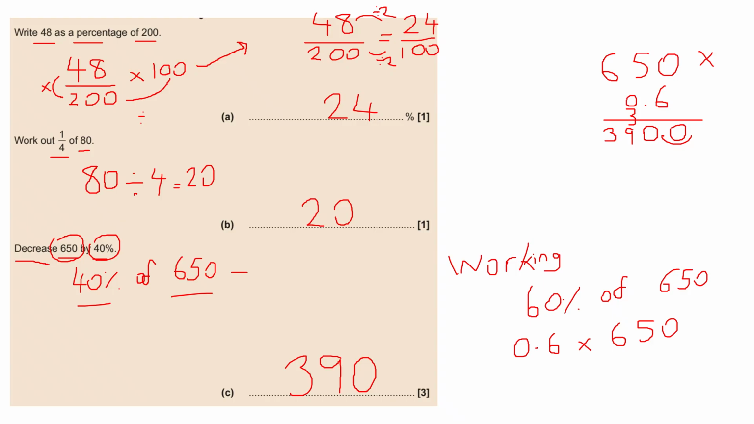So you can work out 40% of 650 and then take that away from 650, or you do 0.6 times 650, and that will tell you what 60% of 650 is as a number.